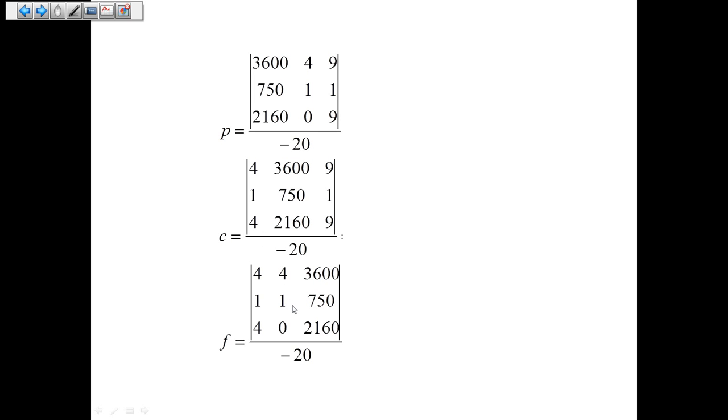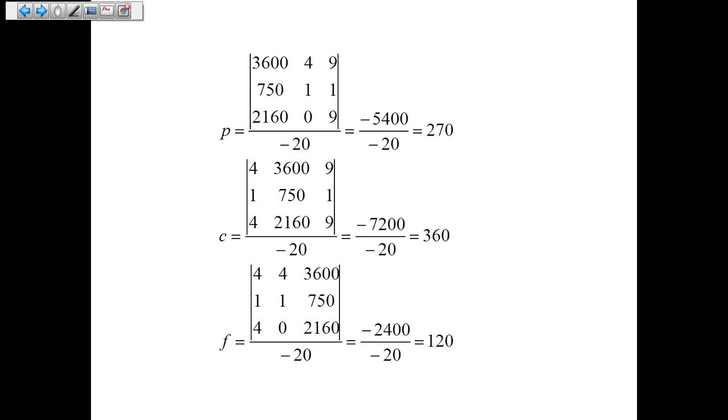and here we see the new determinant for F. So when we go through the process, we end up with -5400 on the top in our P work, and then we have -7200 for our next determinant, and then -2400 for our third determinant. When we divide by that -20, we find out that P equals 270, C equals 360, and F equals 120.